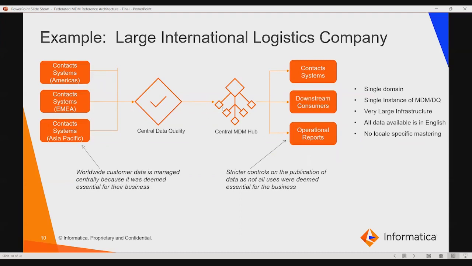So the local data stewards would not have the visibility or access to the data that an enterprise data steward would essentially have, right? So it's basically a single domain, a single instance of MDM and data quality, a very large infrastructure, all data available in English, and no local specific mastering was required. But basically, this is, like I was saying, a simplistic use case, but of course you would have different sets of roles and privileges here.